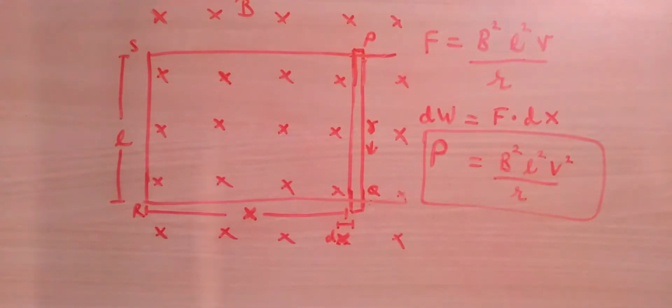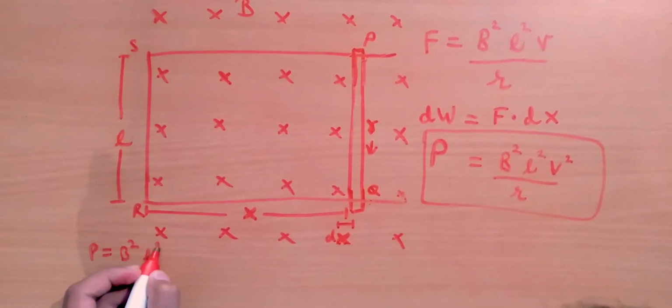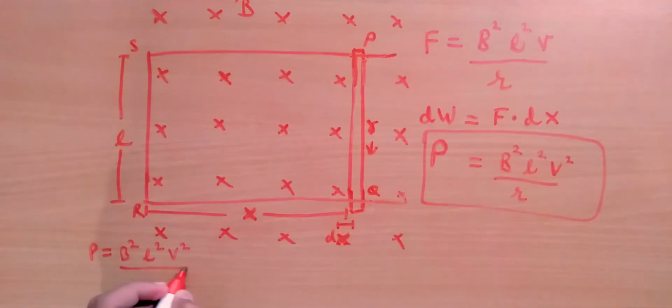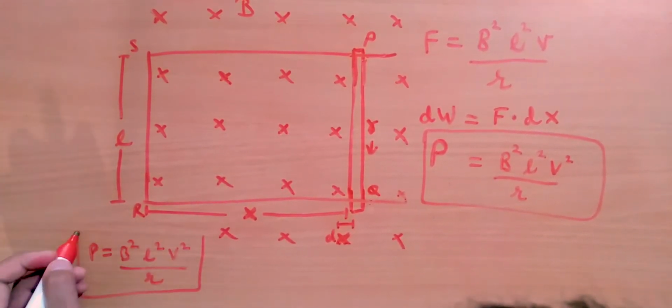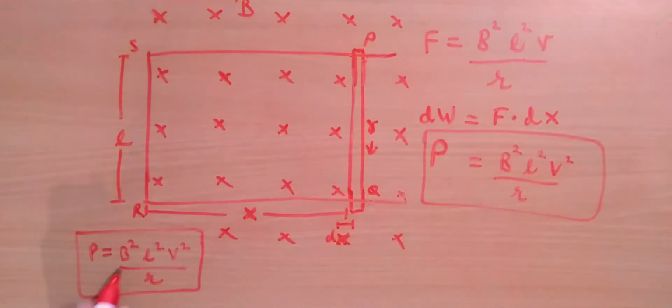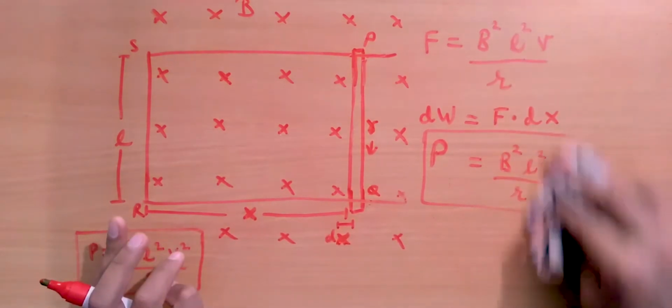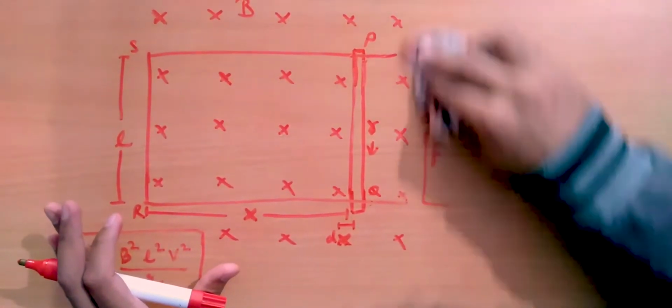And just to remember the expression, P equals B square L square V square upon R. So this is the expression that I have. B square L square V square upon R, that is the power that I am putting into the system. Now a question that arises is, where is this power going?